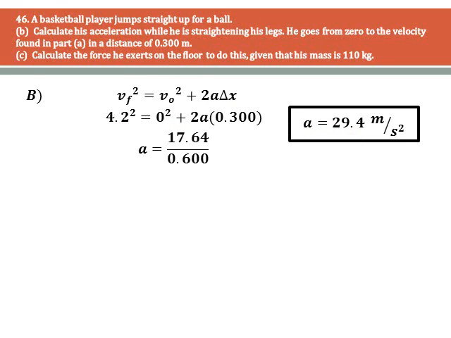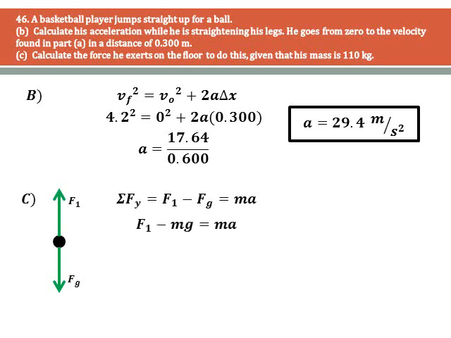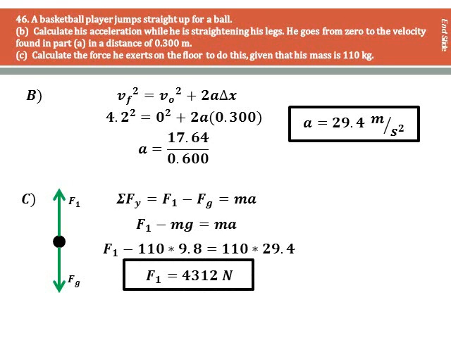Alright, part C says calculate the force he exerts on the floor to do this, given his mass is 110 kilograms. We draw our free body diagram where his force upward minus the force of gravity downward is going to be equal to mass times acceleration. Force of gravity is mass times gravity, so we plug in those numbers, solve for force 1, and we get 4,312 newtons as the force that he applies.